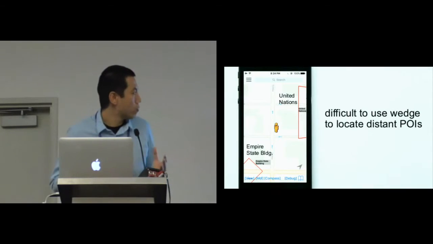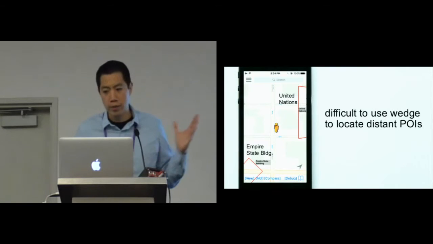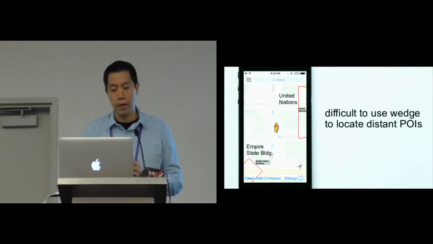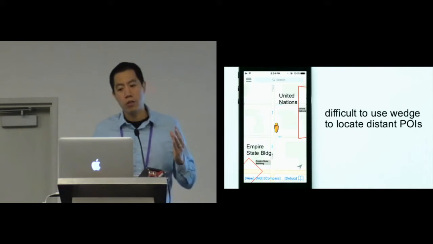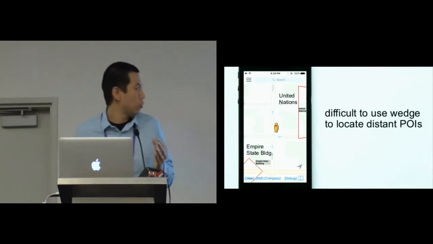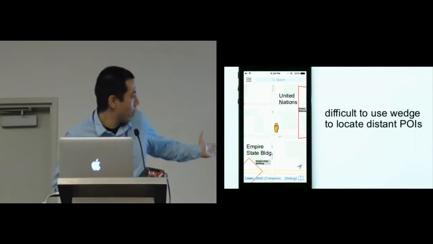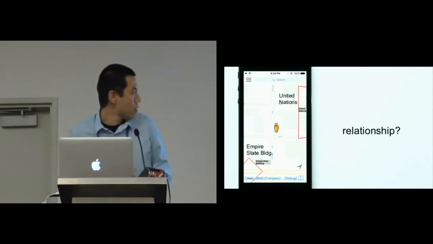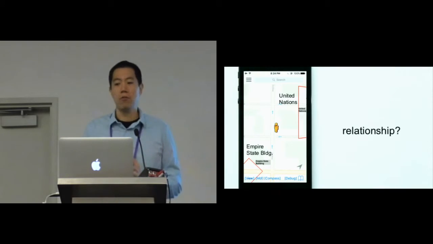In this example, both the United Nations and the Empire State Building are further away from the display edge. It becomes challenging to locate the two using shape completion, especially for the Empire State Building. Therefore, it is also much more difficult to infer the relationship information between the two.